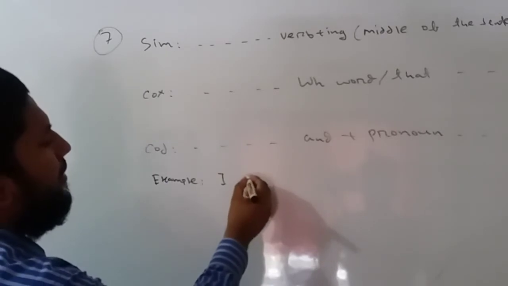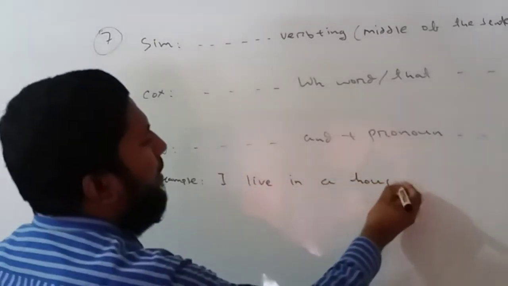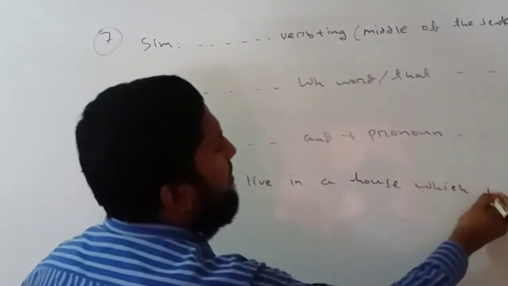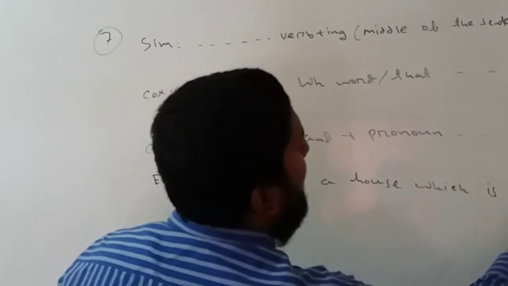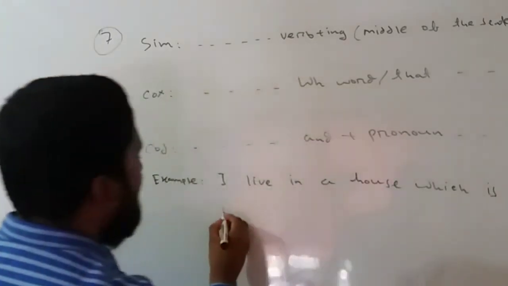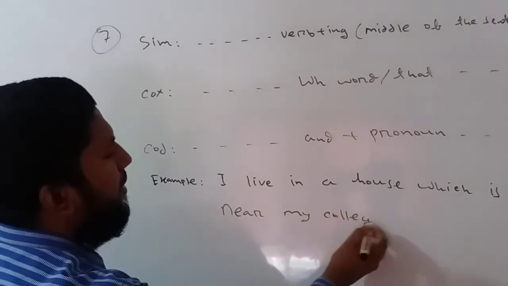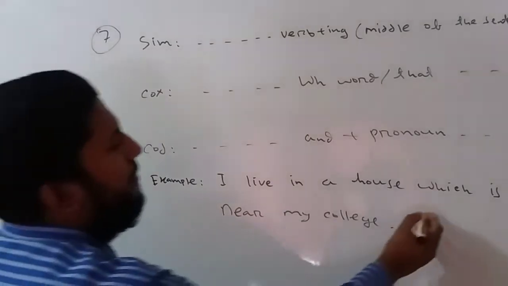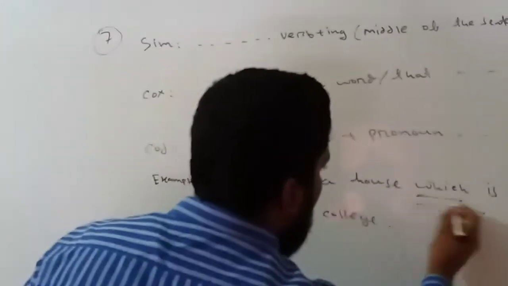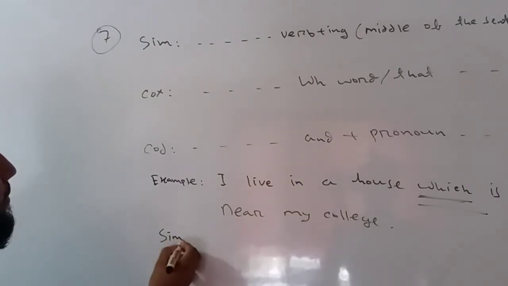I live in a house which is situated near my college. This is the sentence of complex form. I live in a house, so here we use which is. So do this sentence into simple form.